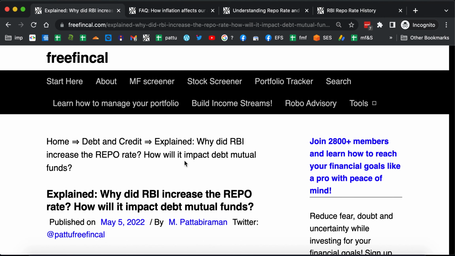Now coming to debt mutual funds, always remember that the NAV of a debt mutual fund is linked to the market price, the current market price of a bond. So if the interest rate has increased, now the repo rate is basically the overnight rate. It is the shortest duration interest rate.